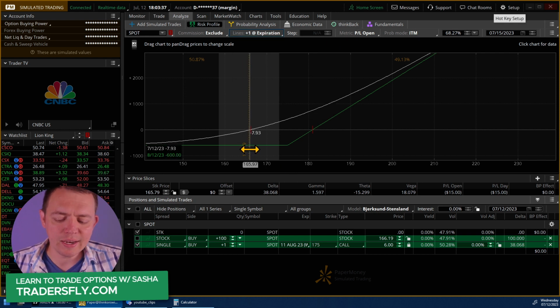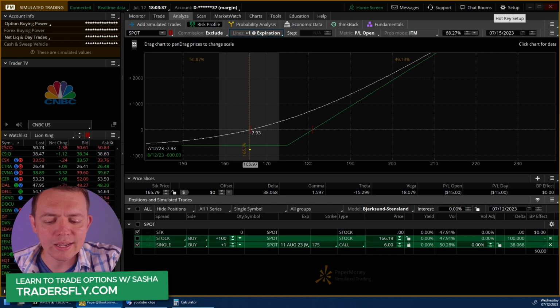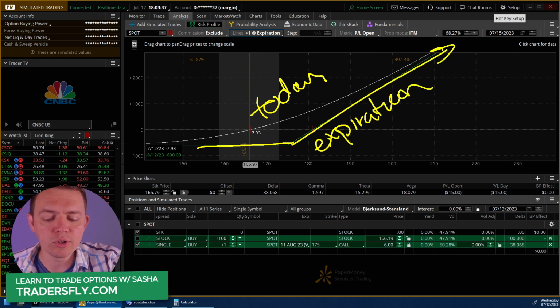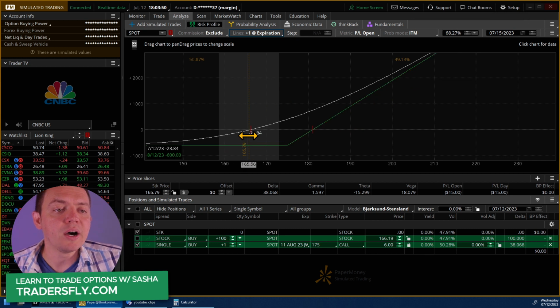The white line, that is today. The green line is at expiration. Okay, so when we look at expiration, this is normally what we're looking at. That's the most we can lose. But the line that really matters is the today line. And that is this white line.